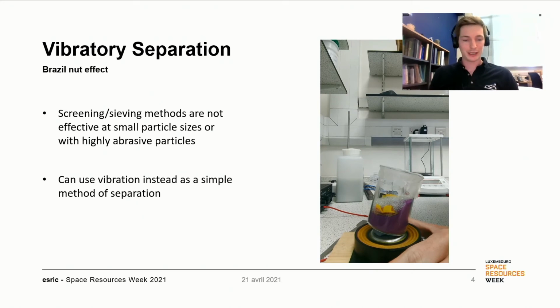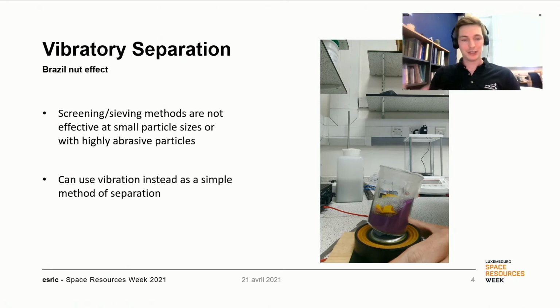The reason that we're looking at this method as opposed to, say, screening or sieving is that sieving is not very effective for small particle sizes, especially highly abrasive particles that can be quite angular or longer, which can fall through the gaps, and you don't get a very effective separation. So that's why we thought we might focus on vibration.